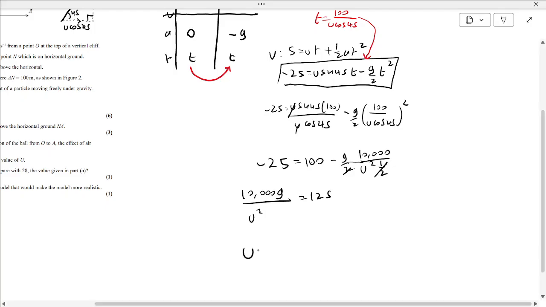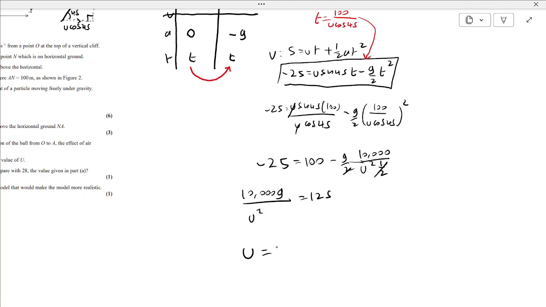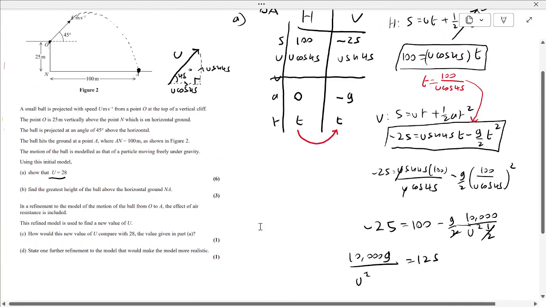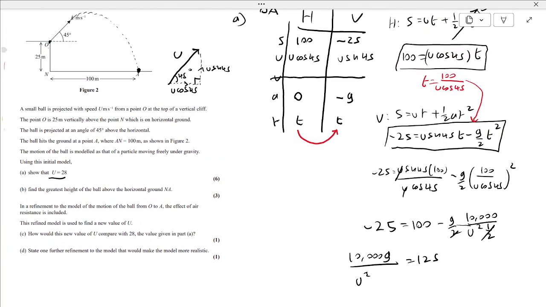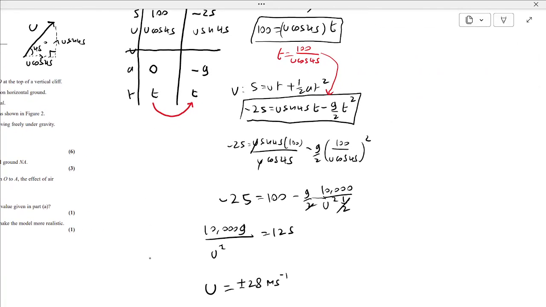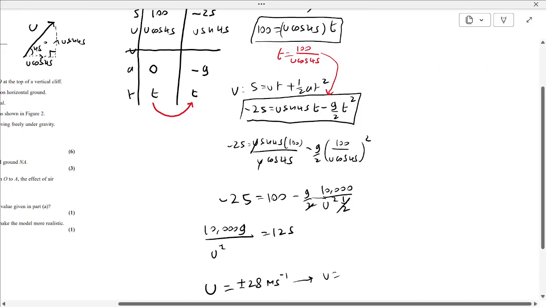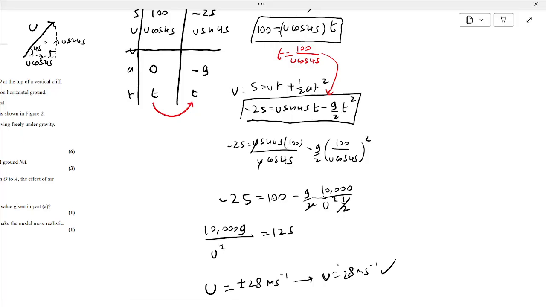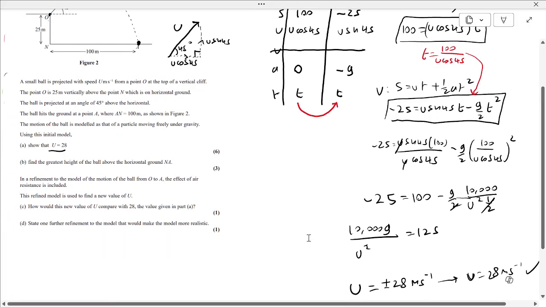And if you just solve for u here, you could just type it in. You do 10,000 g divided by 125 and square root the answer. You get 28 meters per second. Now, this could have been plus or minus. If I look at my picture, u, my initial velocity, is a positive number, right? So I'm going to take the positive root. u equals 28 meters per second, which is what was asked. So I'm done there. Let's do part B.